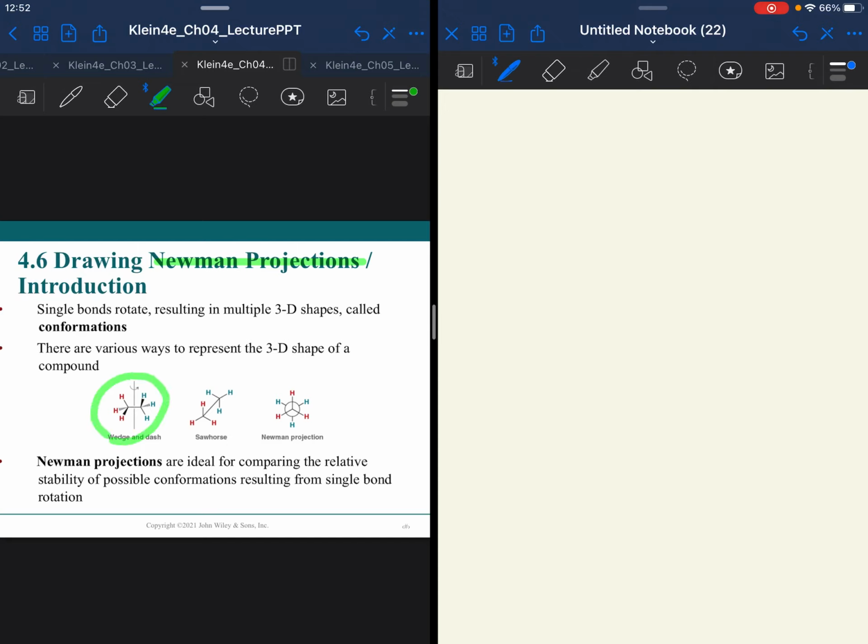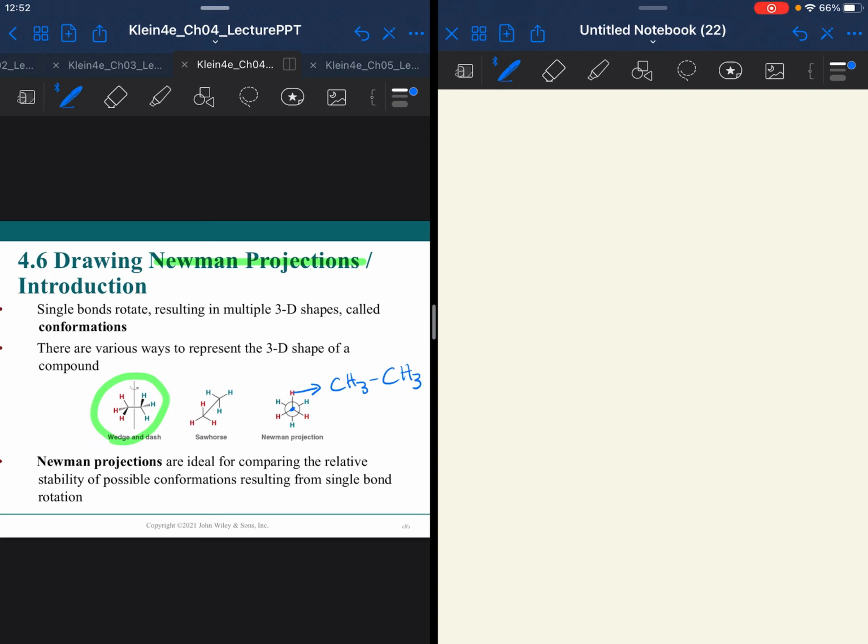We already know wedges and dashes give us some 3D information. Sawhorse is another option. You're not going to really see me utilizing that one. But the Newman projection, right here we're looking at ethane. You have CH3, CH3, and instead of looking at it from the side of the sigma bond or at an angle, we are looking directly down that carbon-carbon bond.